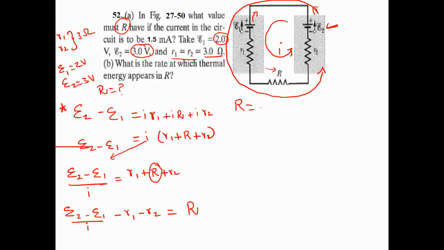E2, what's the value of E2? 3 minus 2, divided by the current, which is given as 1.5 milliampere. So my current value is 1.5 multiplied by 10 to the power of minus 3, minus 3, minus 3, because R1 and R2 will have the same value. So now you have to tell me the answer. What's the value, my dear?